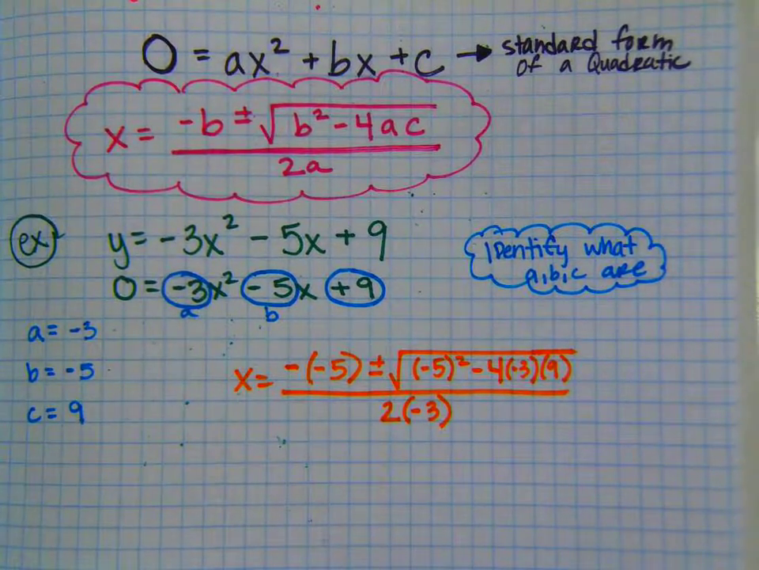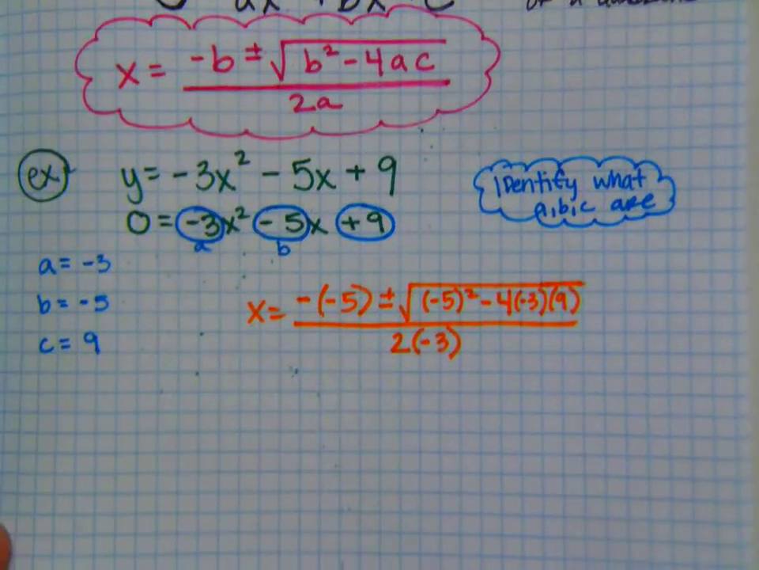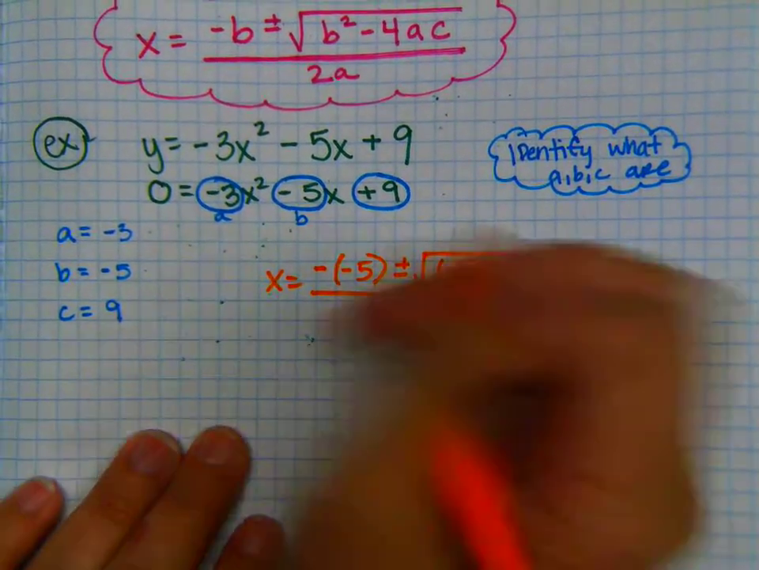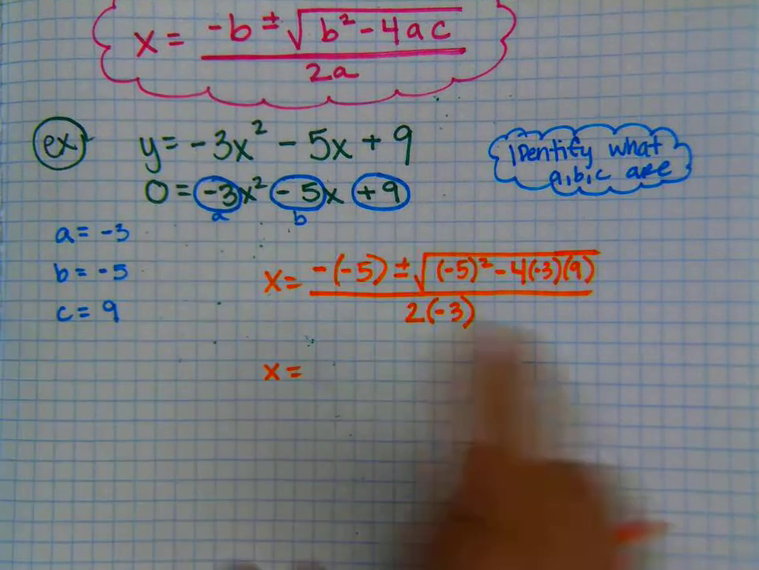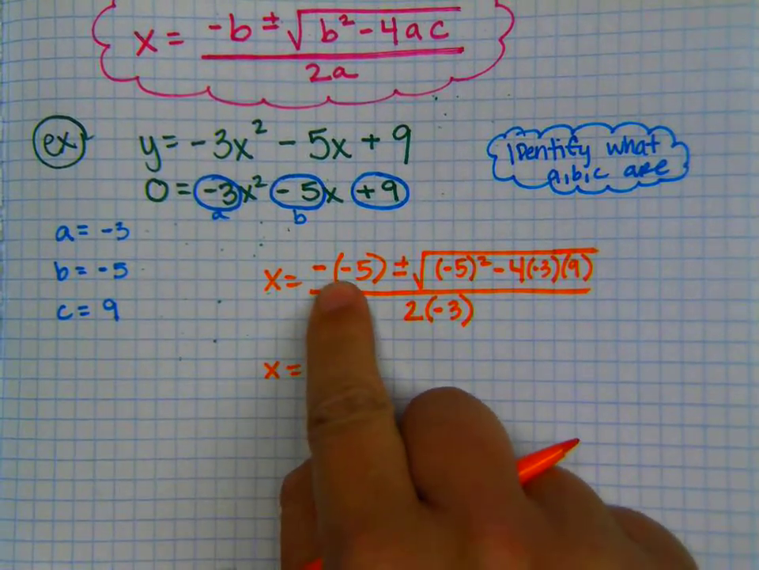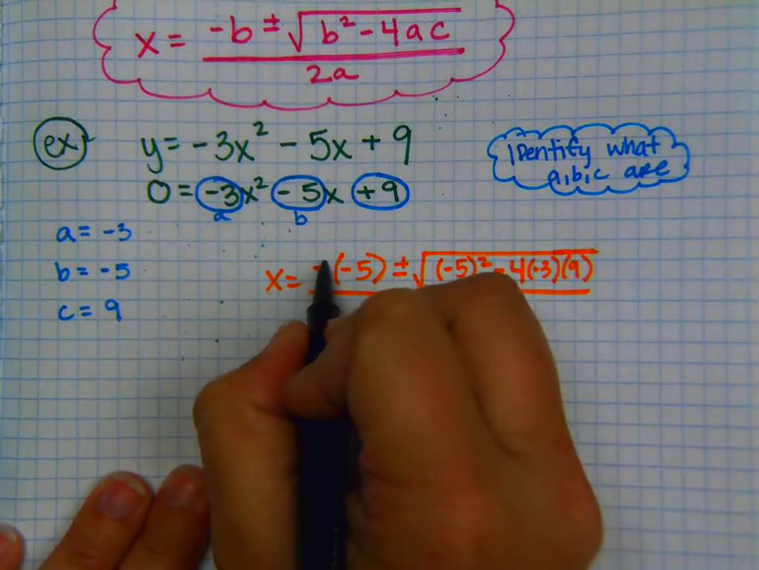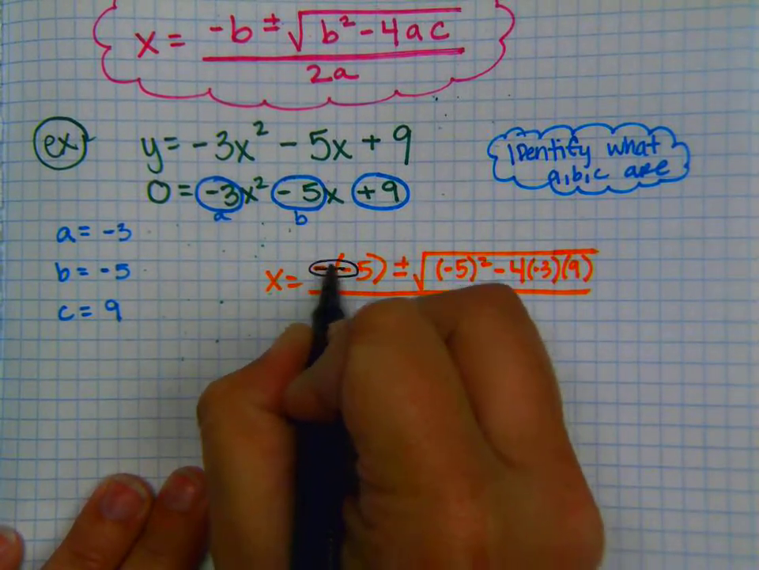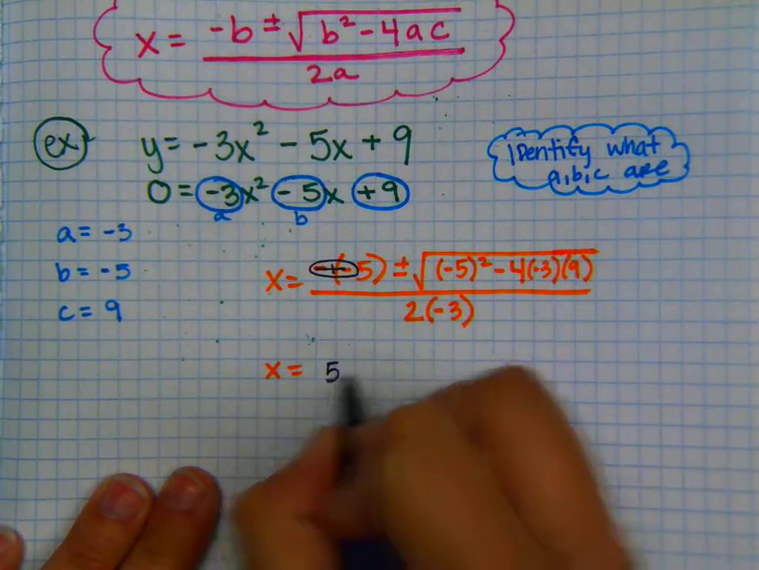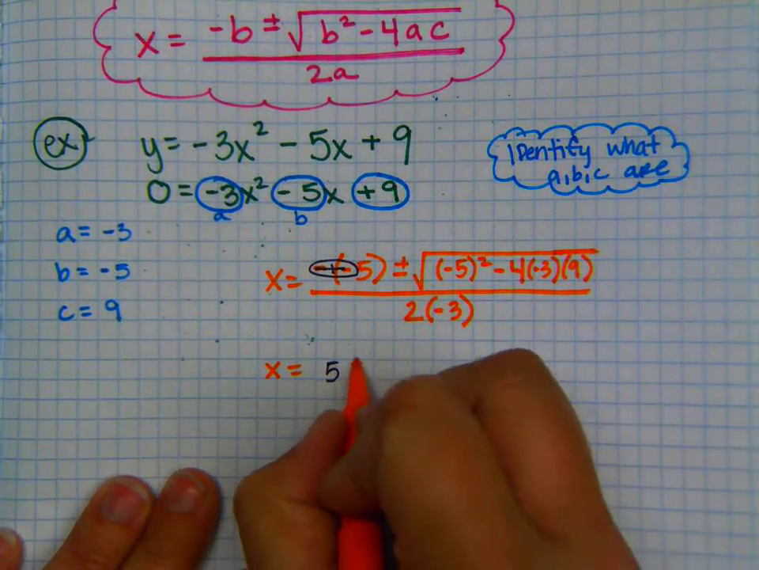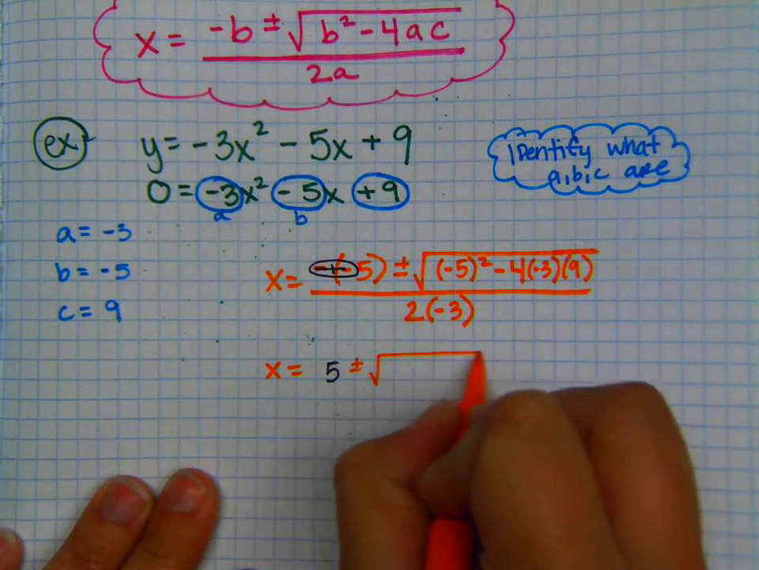Okay, now that looks like a lot, but that's okay. So let's go through this step by step. X equals, we have a negative, negative 5. So what happens to that? Well, it becomes a positive. So here, that's going to be a positive 5. We have plus or minus the square root.